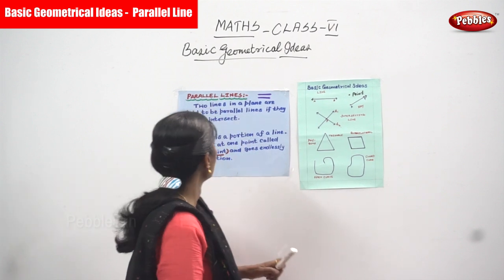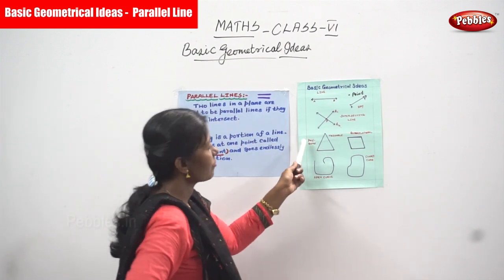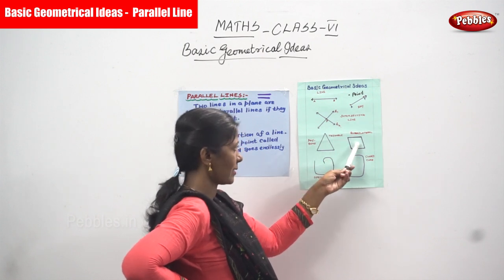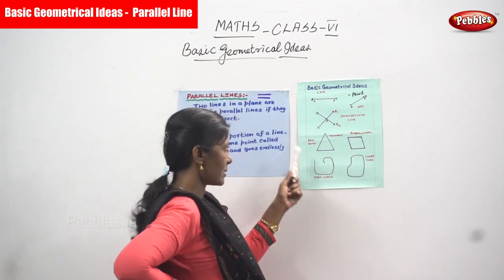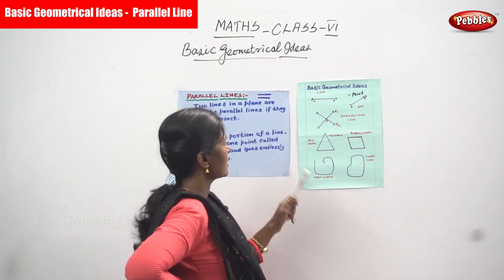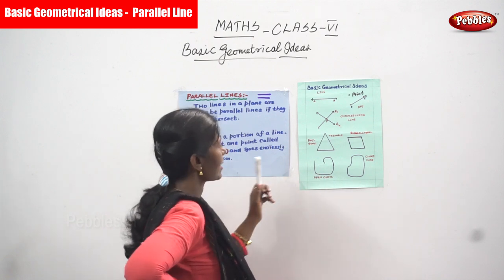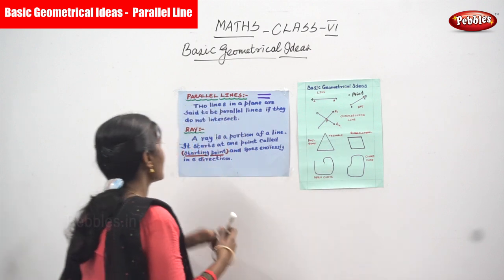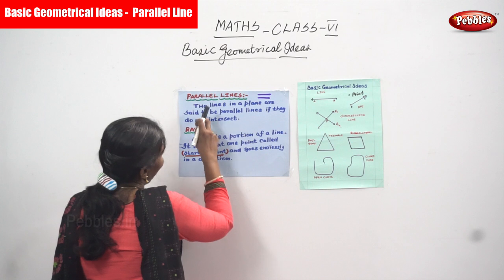Now we are going to see, as I have already said, polygons, with examples in triangles and quadrilaterals. Before we discuss polygons, we have to see parallel lines, ray and curve. After that we go to see the polygons. Now let's start. The remaining thing is parallel lines.